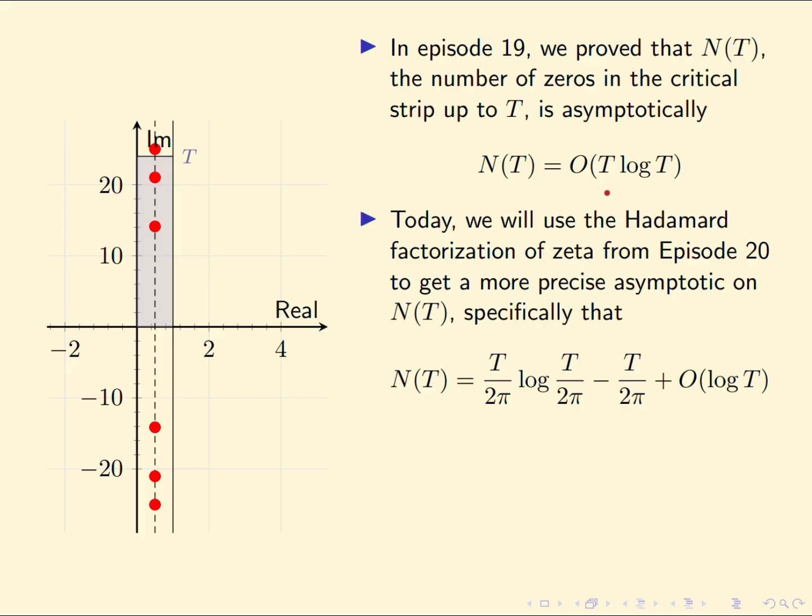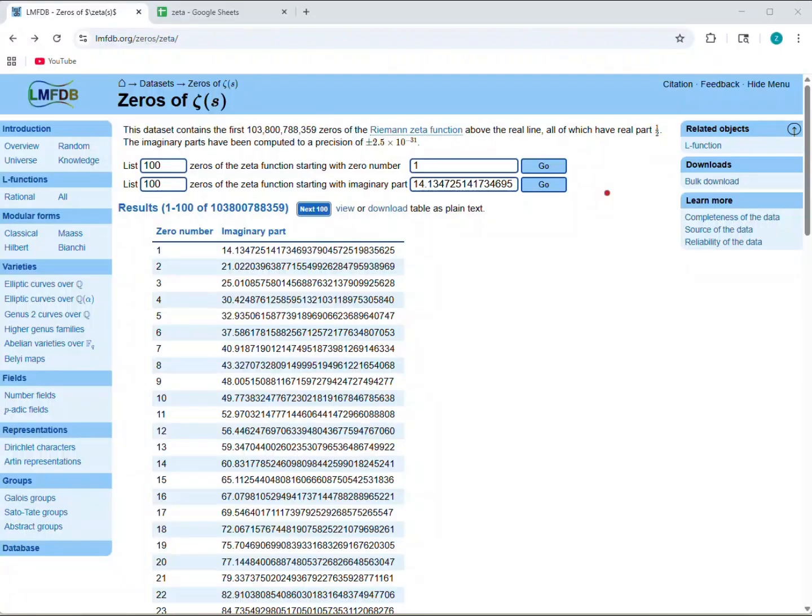So I'm actually going to show you a demonstration real quick. Let me see if I can pull this up. Give me a second. Okay, so this is the LMFDB. It has a lot of data sets of math things. Today I'm going to be using it on the zeta function.